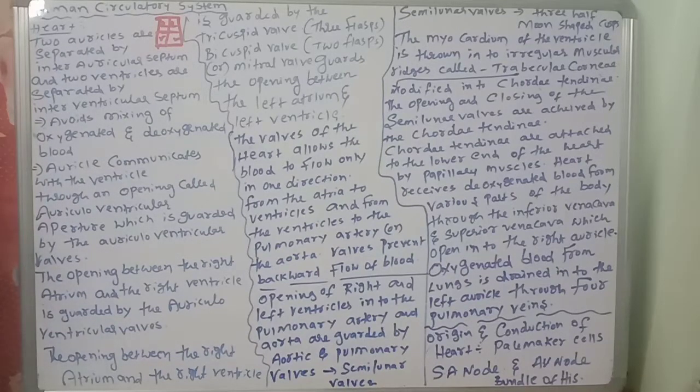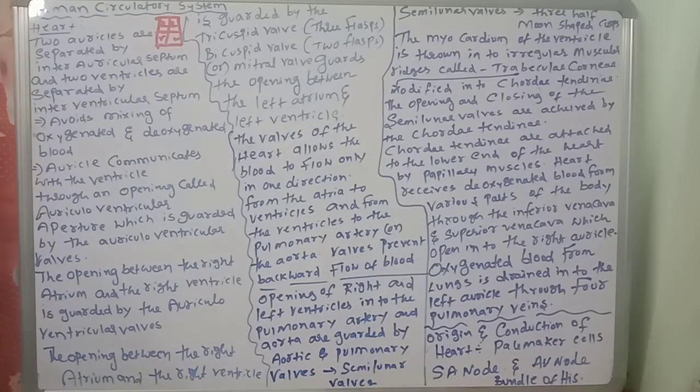And the two ventricles are separated by the interventricular septum. So auricles are separated by the interauricular septum. Next, ventricles are separated by the interventricular septum. So these points you should remember.